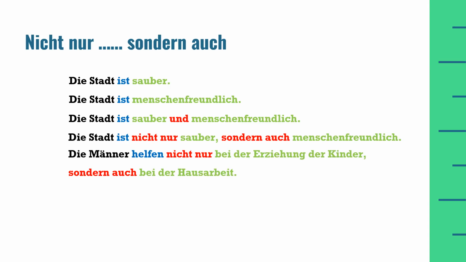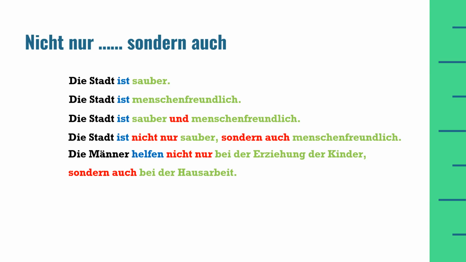Die Männer helfen nicht nur bei der Erziehung der Kinder, sondern auch bei der Hausarbeit. What does this mean? The men not only help with the upbringing of kids, but also with the household work. Now, if we look at the sentence structure, we have started the sentence with die Männer, which is the subject of sentence. For the subject, die Männer helfen, verb will remain helfen, and at the third position, we will use nicht nur, not only.